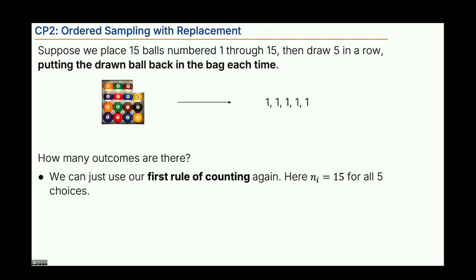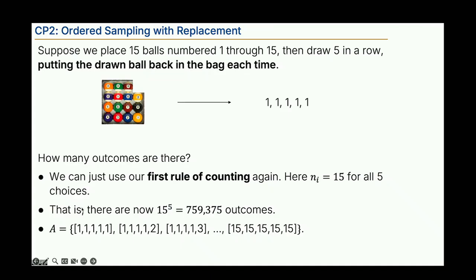And in this particular case, this one's actually really easy if we've already done the first problem. We could just use the first rule of counting again. And in this case, the draws are totally independent. So the first time I draw, I have 15 choices. Then I draw again, I have 15 choices again. So what's the answer going to be in terms of the total number of possible draws or outcomes? 15 times 15 times 15 times 15 times 15, or 15 to the fifth. So now I have 759,375 outcomes. The end. There's not much more to that. And there they are. I listed them all. Okay, good.